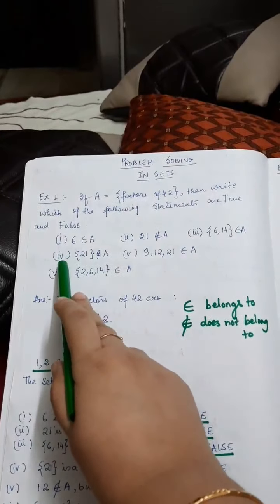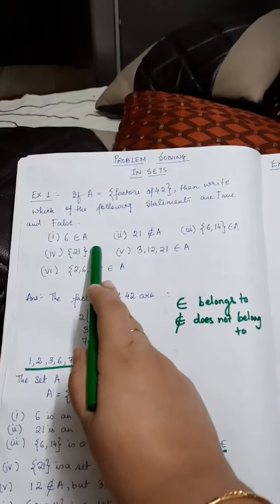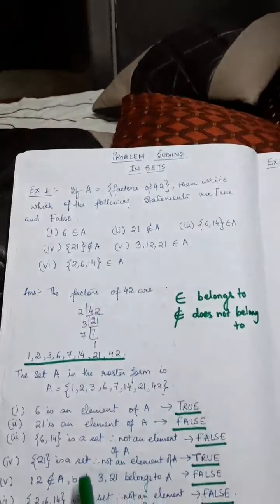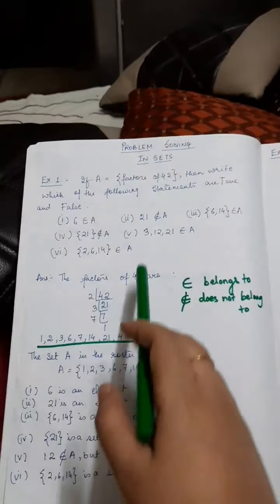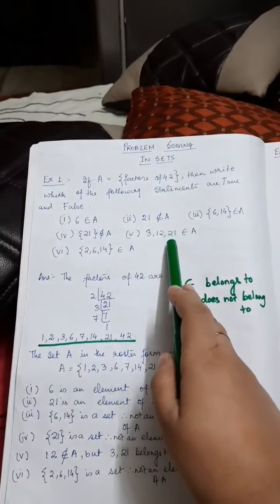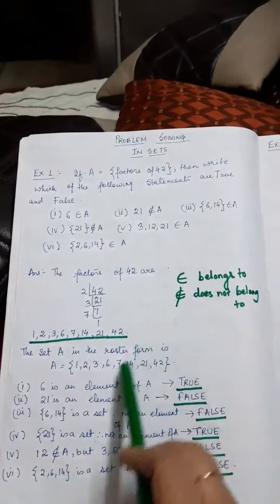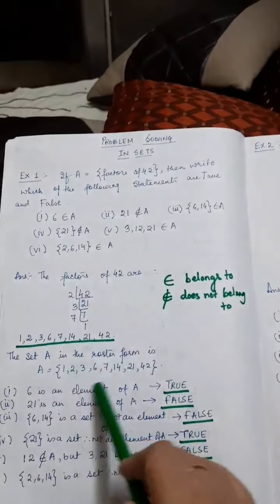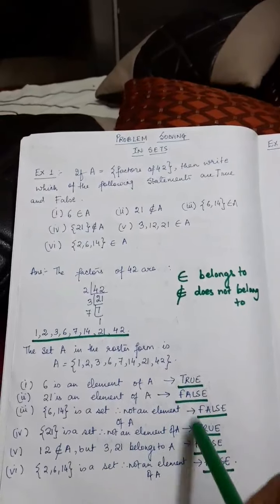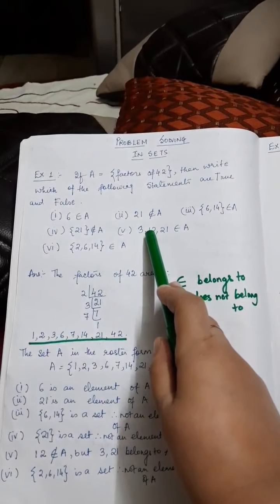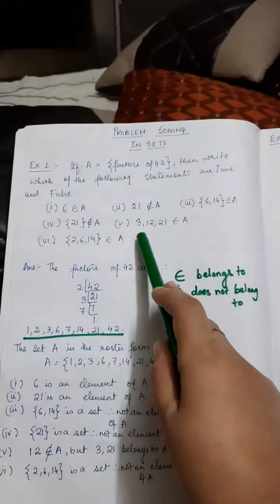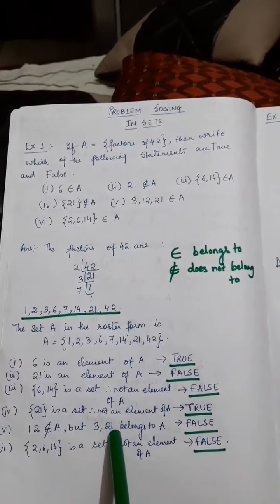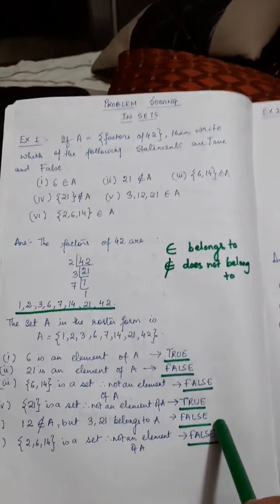Similarly, part 4. Set 21 does not belong to A. So this is true. Set 21 does not belong to A. Part 5. 3, 12, 21 belongs to A. Yes, 3, 21, but 12 is not out here. So this statement is again false, because 12 is not a member of A, but 3 and 21 are members of A. So I have written out here 12 does not belong to A, but 3 and 21 belong to A. So the statement is actually false.